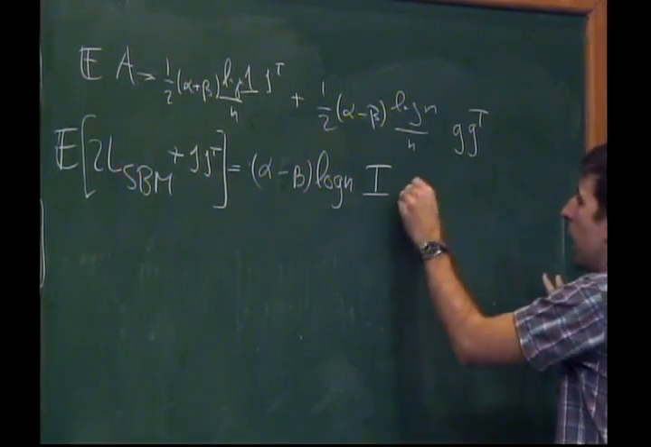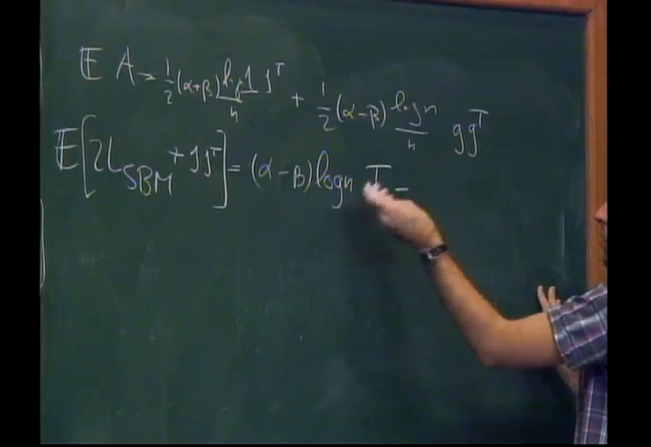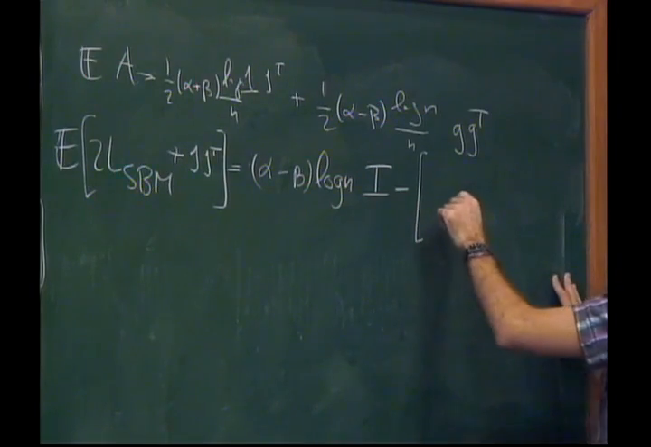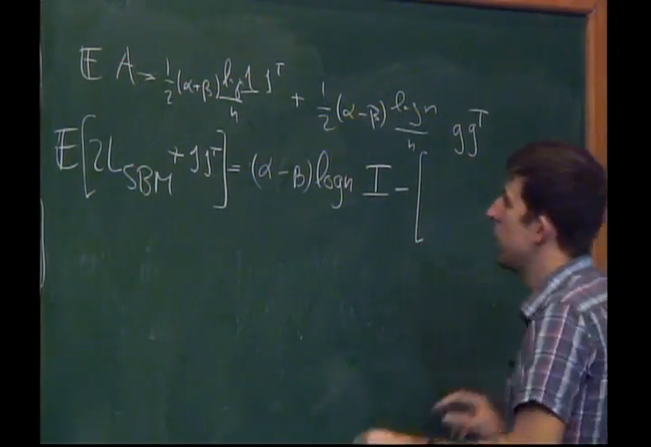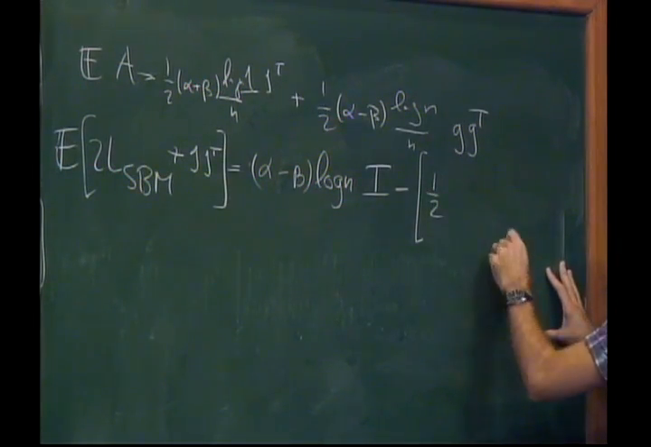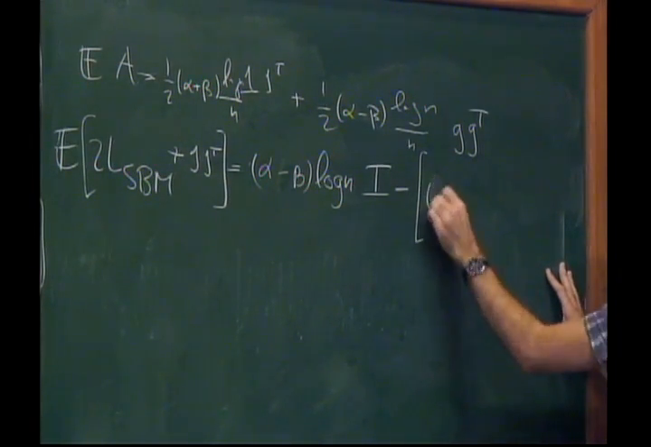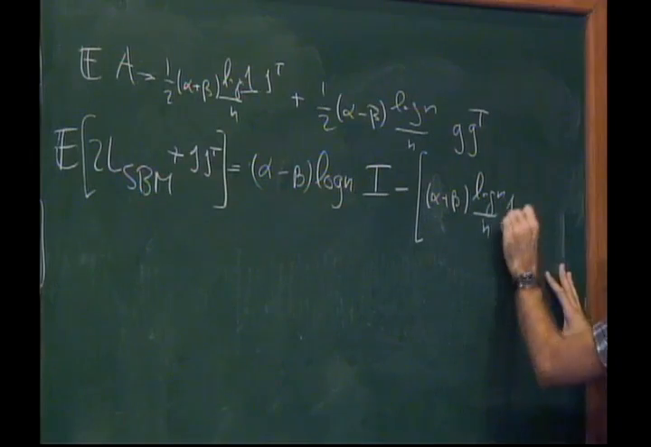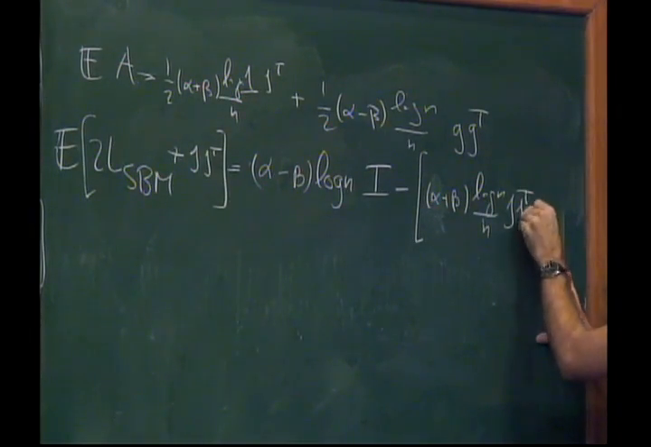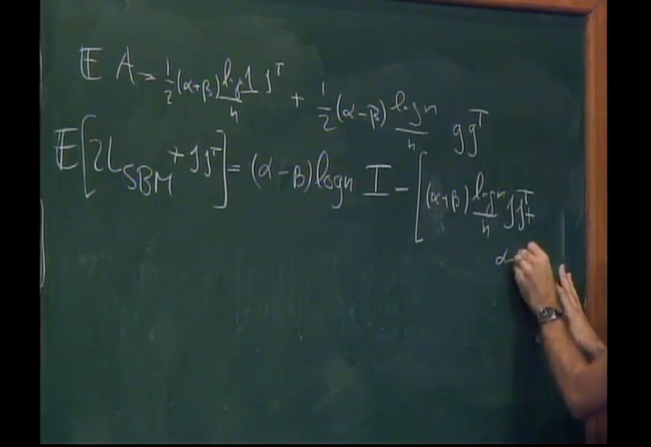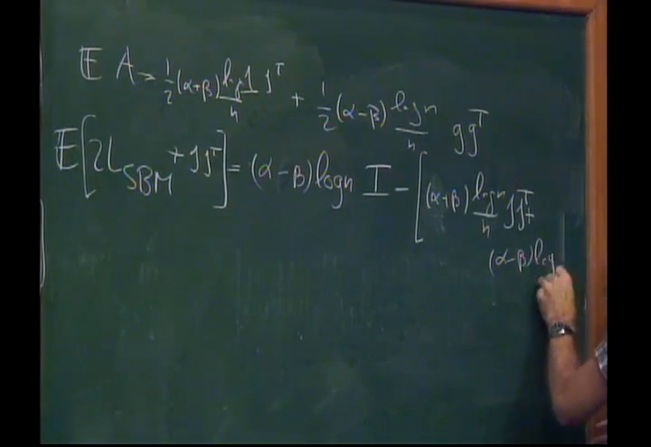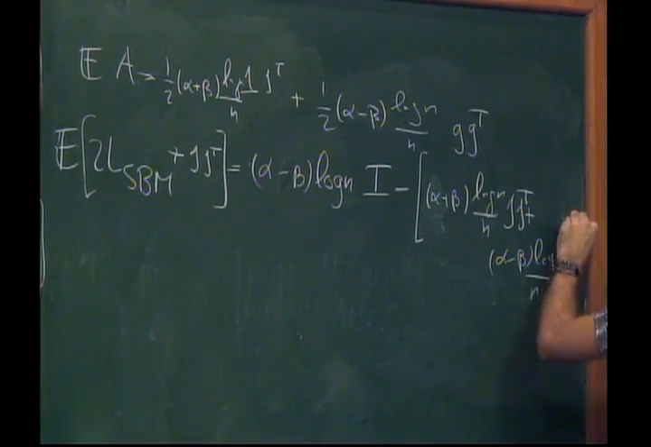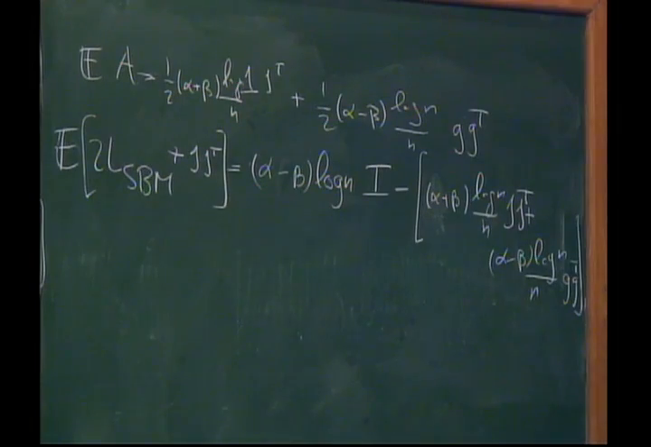Minus the one for A, so minus this expression without the over 2 because of the 2 right in front of this. So you get half. So you get alpha plus beta log n over n 1 1 transpose plus alpha minus beta log n over n GG transpose. Okay. Plus 1, 1.